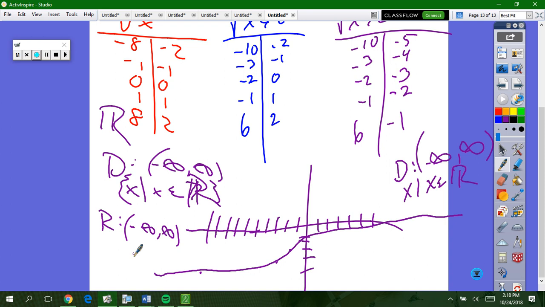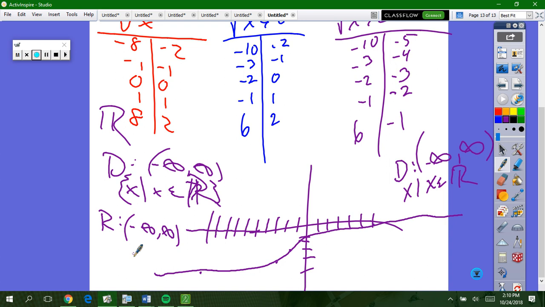We can never change the domain. That's a great question, Britt. So what she just said is always going to be true for a cube root. It's actually true for any odd root. Any odd root will always be negative infinity to infinity for the domain. Even roots are when I have to restrict myself.